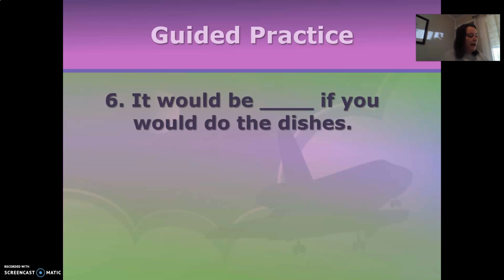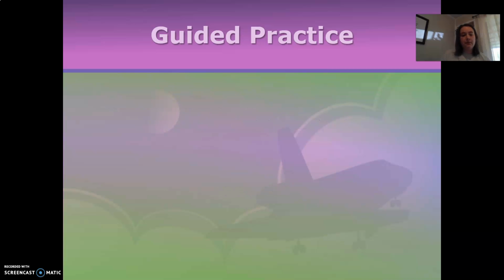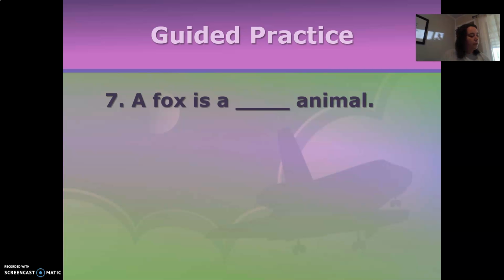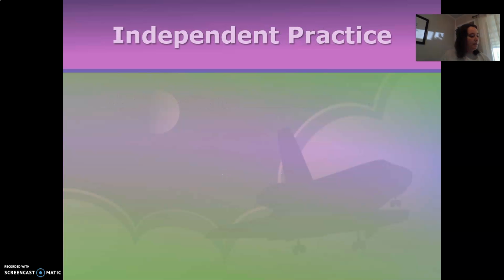Then, number 6, add a suffix to the word in parentheses to complete each sentence. You can look at page 347 for a list of suffixes. So for number 6, we have the word help. It would be helpful if you would do the dishes. Number 7, we have the word trick. A fox is a tricky animal. Number 8, we have the word use. Nails are useless without a hammer.